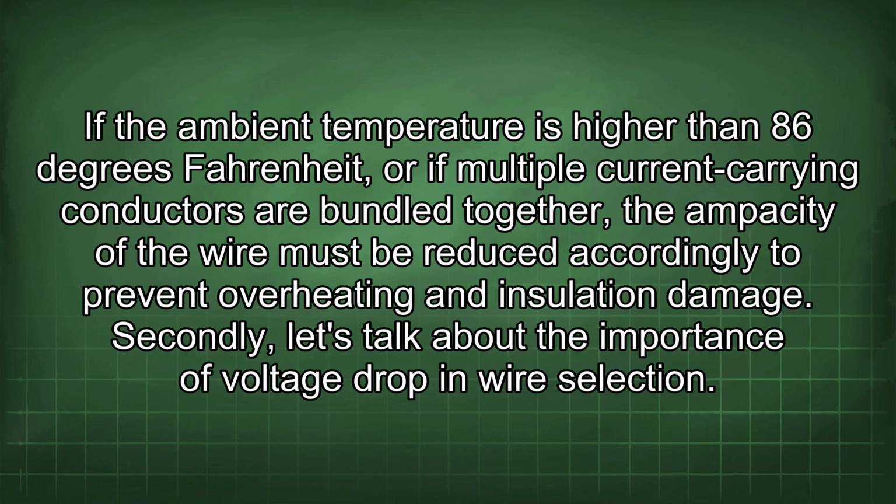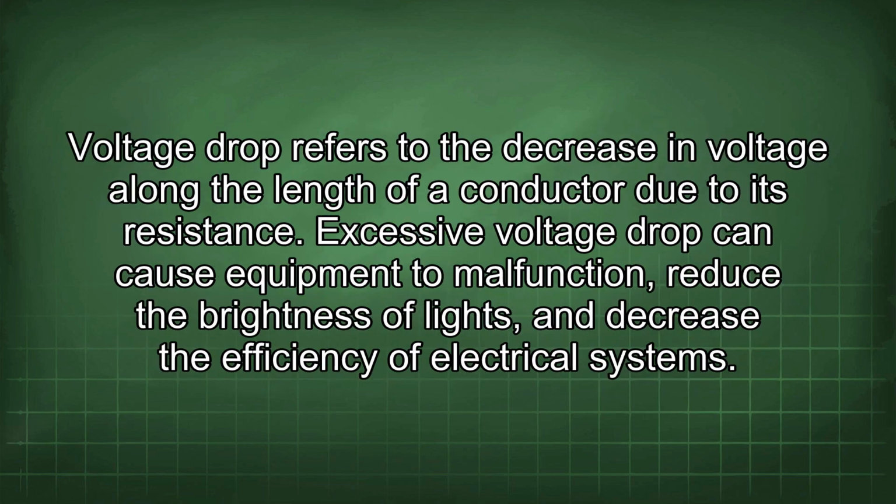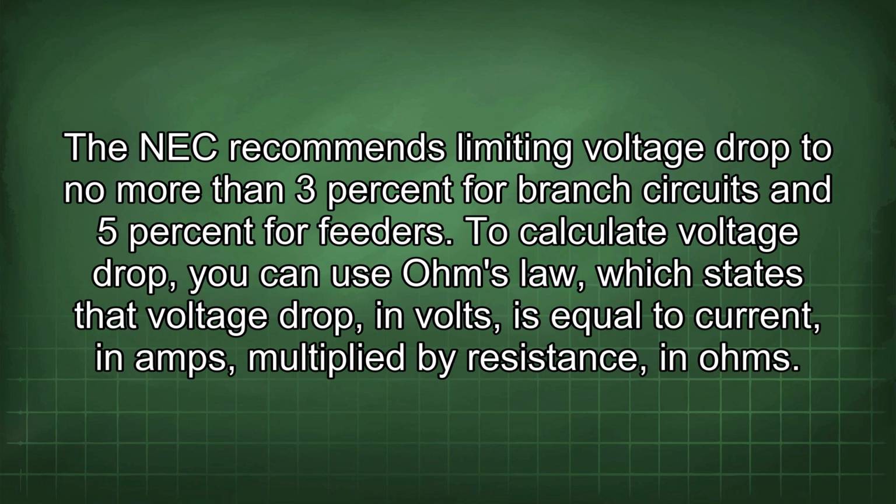If the ambient temperature is higher than 86 degrees Fahrenheit, or if multiple current-carrying conductors are bundled together, the ampacity of the wire must be reduced accordingly to prevent overheating and insulation damage. Secondly, let's talk about the importance of voltage drop in wire selection. Voltage drop refers to the decrease in voltage along the length of a conductor due to its resistance. Excessive voltage drop can cause equipment to malfunction, reduce the brightness of lights, and decrease the efficiency of electrical systems. The NEC recommends limiting voltage drop to no more than 3% for branch circuits and 5% for feeders.